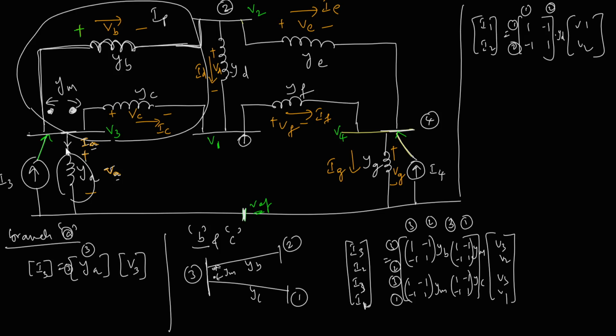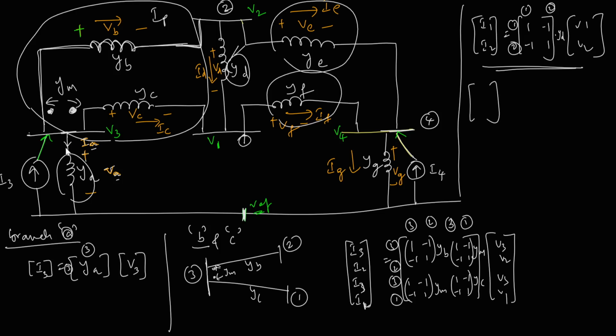Multiplied by the branch admittance, right? So this is the building block for this element. Now similarly, if you write down the building block for E and F. So the building block for E is 2 and 4: I2, I4 equals the matrix 2 4, 2 4, 1 minus 1, minus 1 1, into YE.